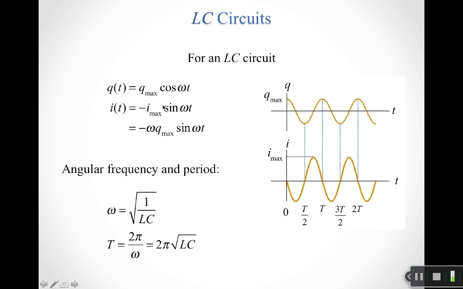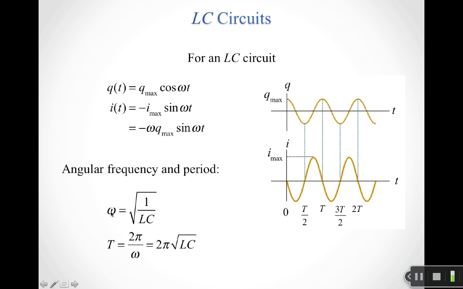The current has our negative sign, a sine omega t function, and the maximum current. Again, its maximum value can be related to the maximum charge on the plate: the maximum current is equal to the angular frequency times the maximum charge. So the behavior of the charge on the plates looks just like my displacement curve for the spring and mass, and the behavior of the current in the circuit looks like my velocity curve for the spring and mass.